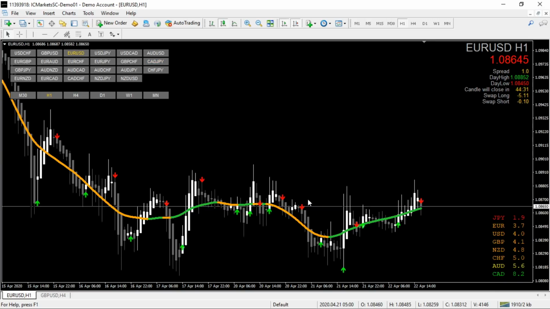The market info shows the important information like the current market price, the spread, the daily high and low, the candle close time, and also swap shorts and longs.